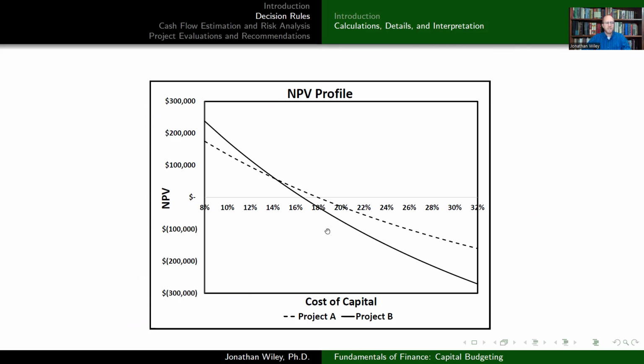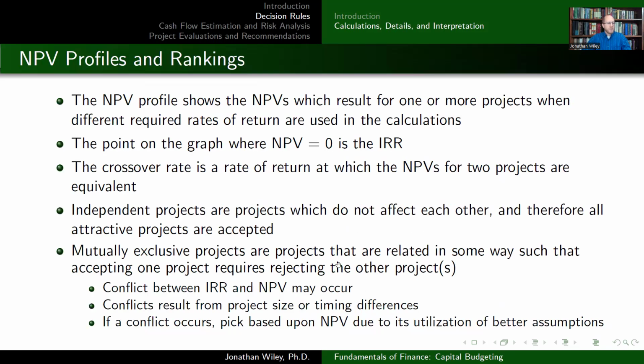And that's what can create a situation in which, well, if the cost of capital was 10%, project B looks better, but project A has the higher IRR. So that's ultimately what can cause that conflict between the internal rate of return and the net present value. It's basically a size or timing issue associated with the project.